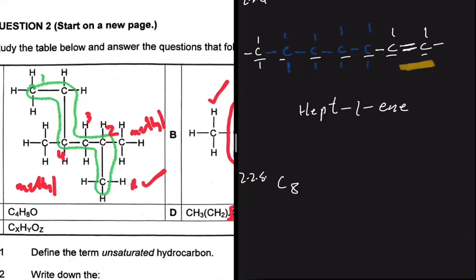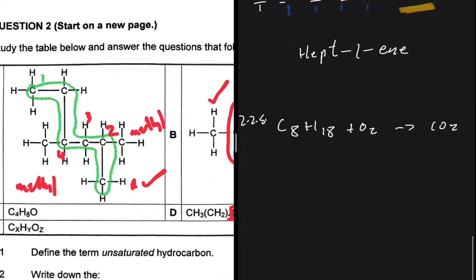And how many hydrogens are we going to have if it is an alkane? We're going to have 2n plus 2. Our n is equal to 8, so we're going to have 18 hydrogens. And then in combustion, it is plus O2 to get CO2 plus H2O. So we are almost done. We just need to balance this equation.